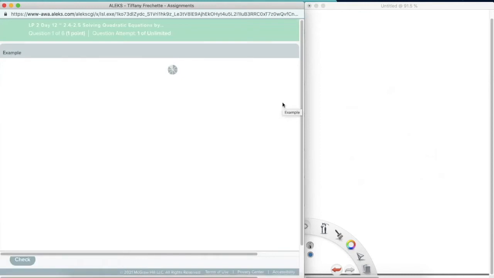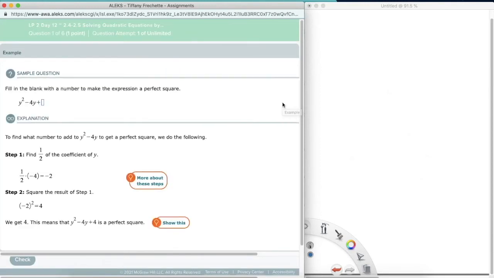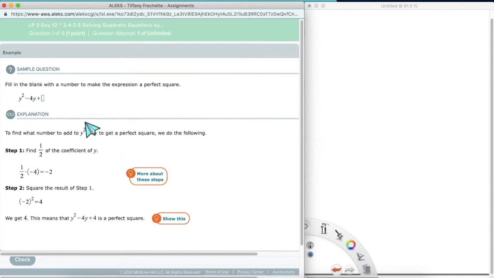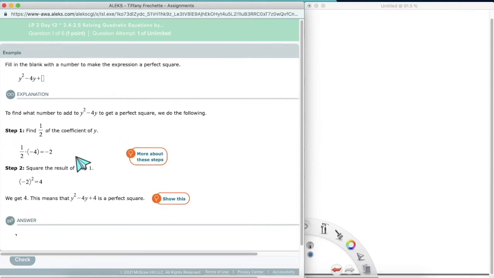So this is all about completing the square. And this is a very nice thing because you can come in here really quick and say, okay, this is what I need to do to complete the square. So it says to find what number to add to 2y squared plus 4y to get a perfect square, we do the following. Find half of the coefficient of y.